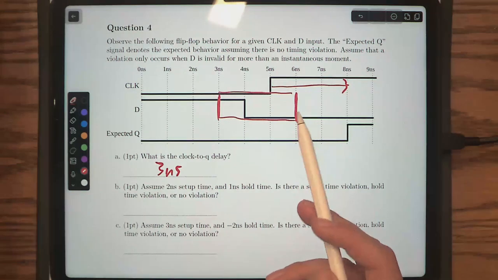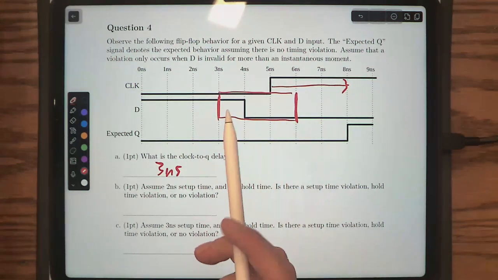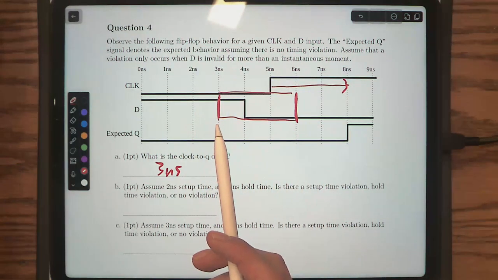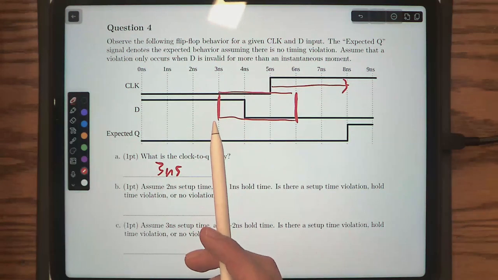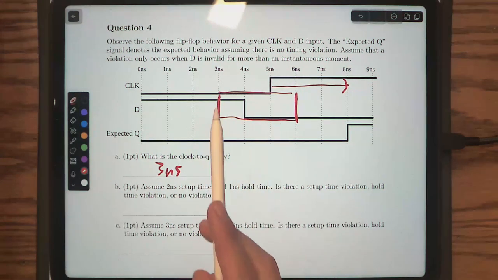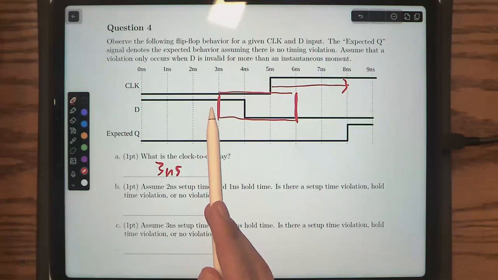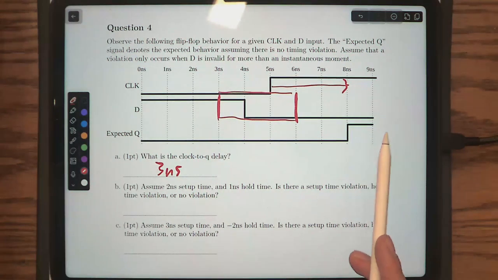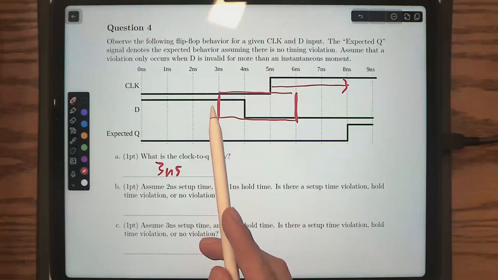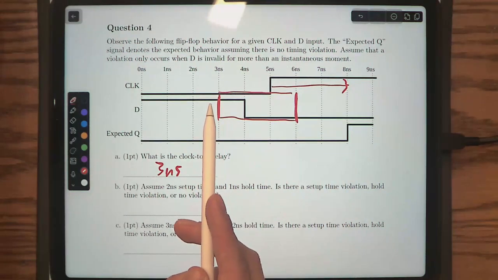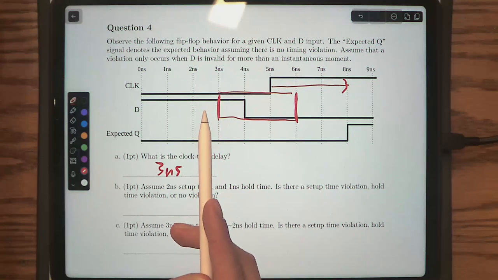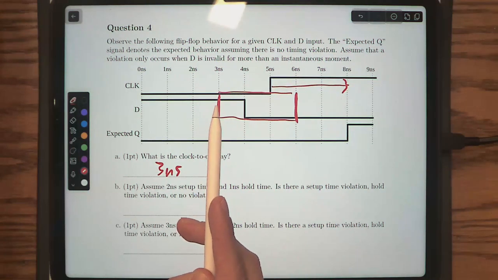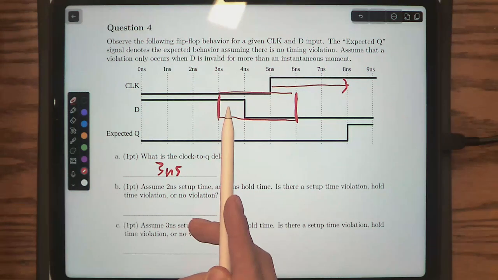So the question is, is D the correct value at setup time? Here's the setup time, 2 nanoseconds before the clock edge. It looks like D is the correct value because we were expecting 1 and it was 1. So is there a setup time violation? There's not a setup time violation because at the setup time, the value is correct. Okay, so then we keep going.